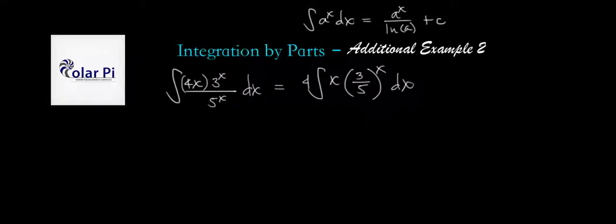Now since we're doing integration by parts, we know that we have to follow the rule that the integral of u dv is equal to uv minus the integral of v du. That means that, other than this 4 multiplying in front, we have to look at this integral here and identify a u and a dv.